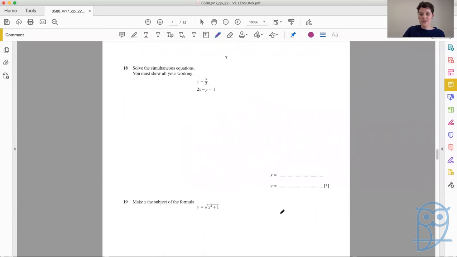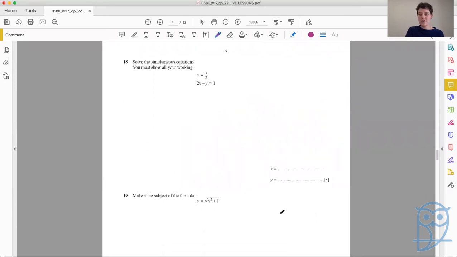Question 18. I think we've got enough time to get through this one as well. Solving simultaneous equations. Okay, making sure that you show all your working.